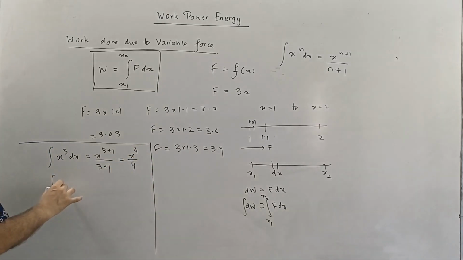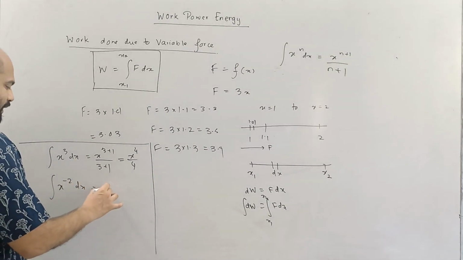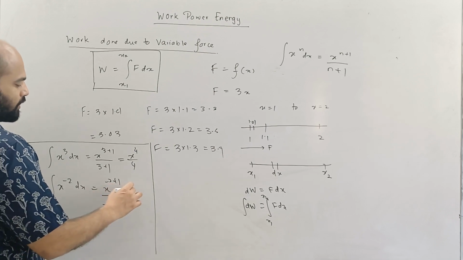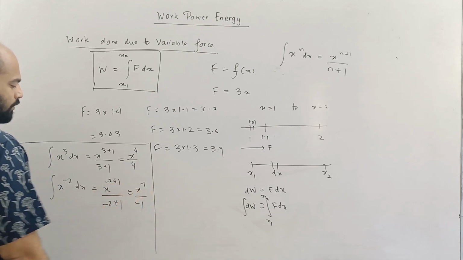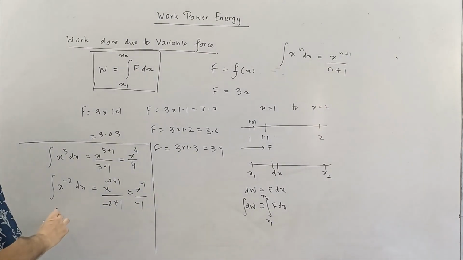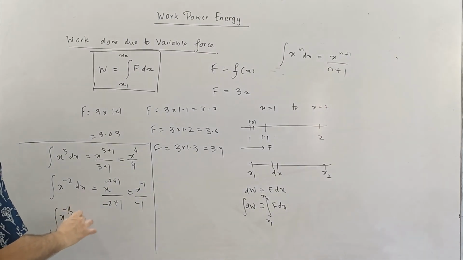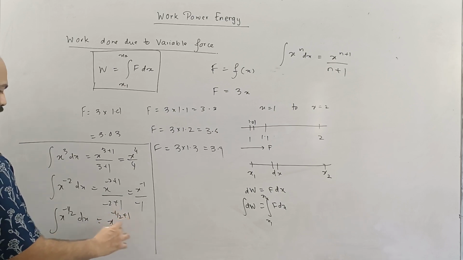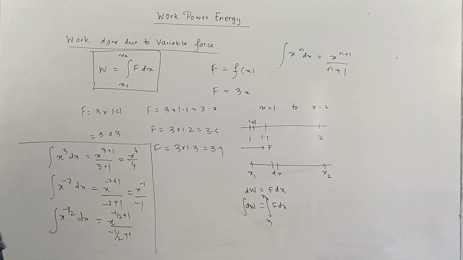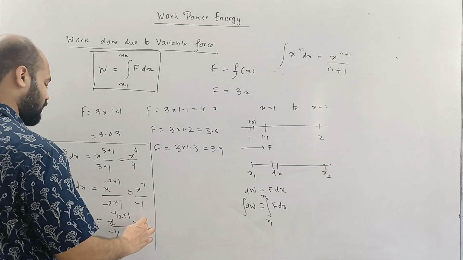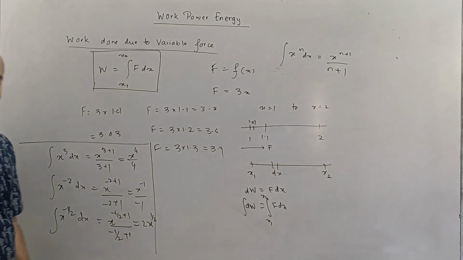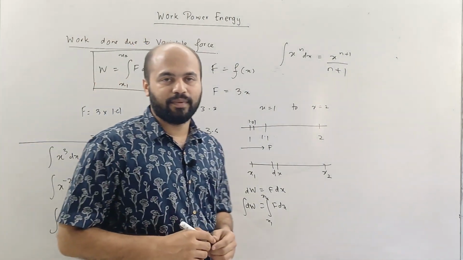If I have to integrate x raised to minus 2, we can always say that it is x raised to minus 2 plus 1 by minus 2 plus 1, which is x raised to minus 1 by minus 1. If I have to integrate x raised to minus half, this could be integrated as x raised to minus half plus 1 by minus half plus 1, which is x raised to half divided by half, which means it will be 2 times x raised to half. So these are some examples. I think when we take a few examples, the things will be very clear to you.